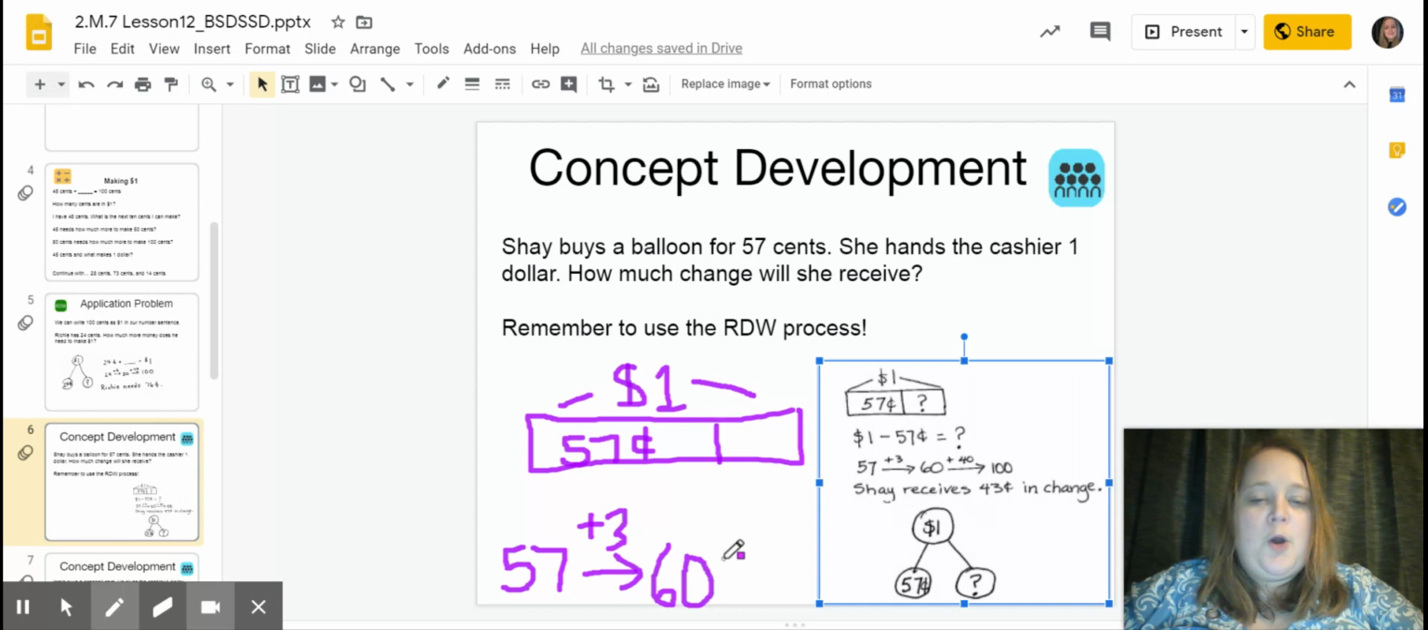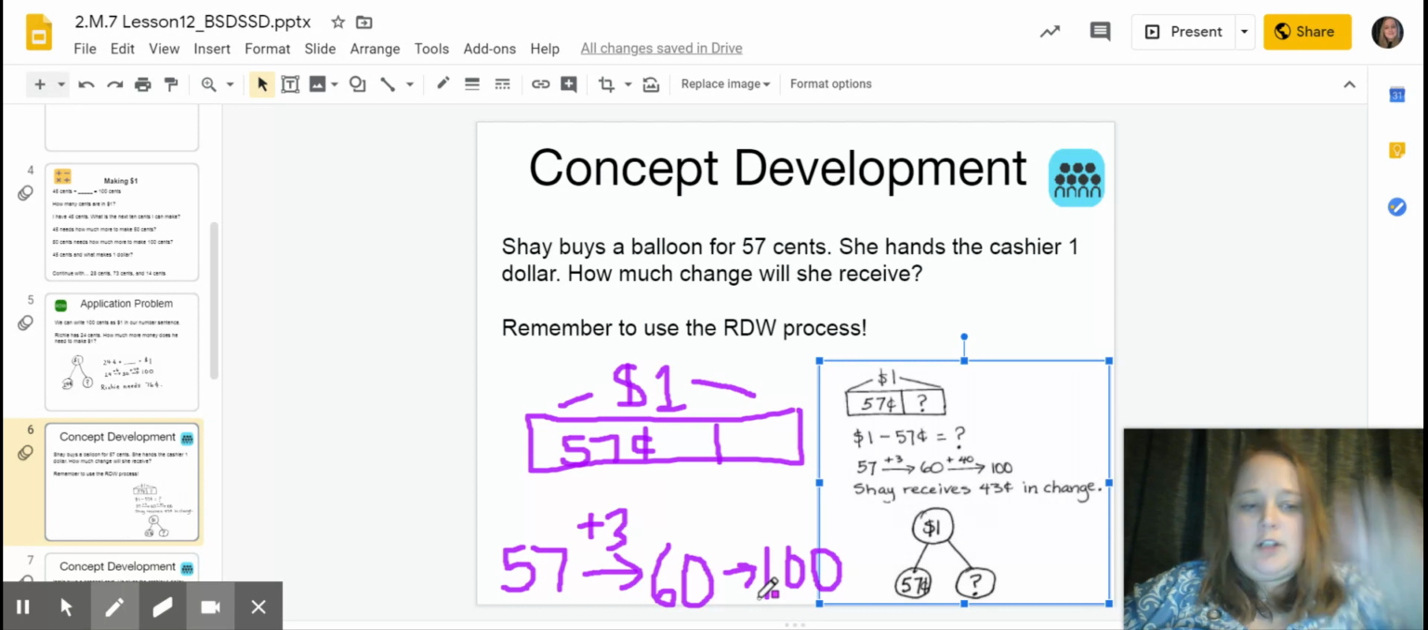No. I got to count up till I get to $1 or 100 cents, because I know that $1 and 100 cents are the same. So I'm going to start with 60 and I'm going to count up. Put 60 in your head. Count by 10, 70, 80, 90, 100. That is 40 cents. So I'm going to put plus 40.